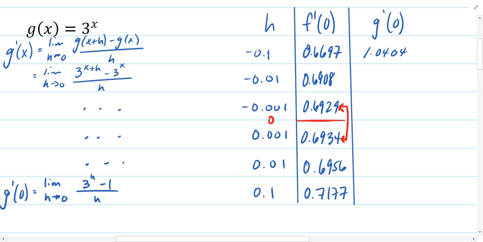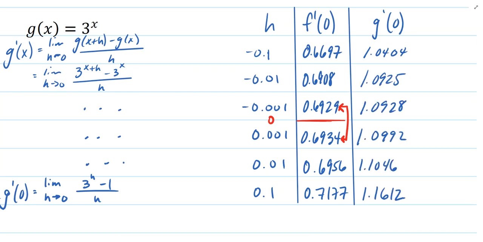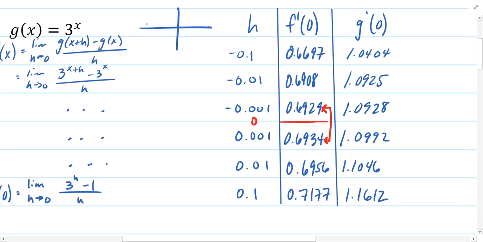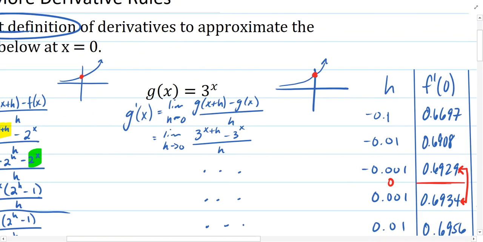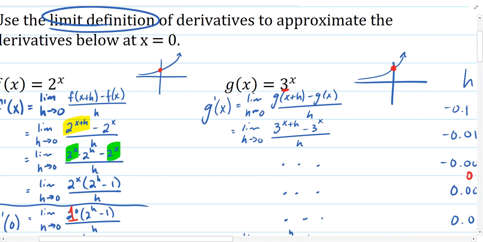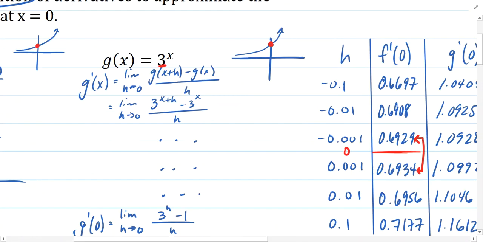See if you can establish the remaining numbers for g prime at 0. And here are the results again. Now, keep in mind that we're talking about this function now. 3 to the x power is our definition of g. And now it's going to look a lot like the other graph, but it's a little bit more steep here. We should know that because of our understanding of exponential functions from last year. But these two graphs are going to look virtually the same, but this guy's a little bit steeper because our base is 3 instead of the base being 2.